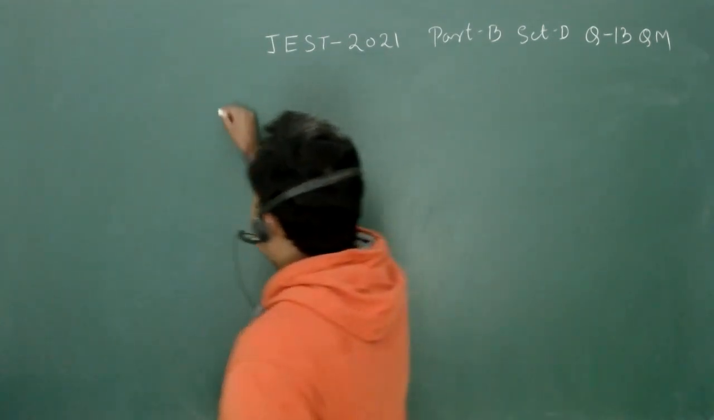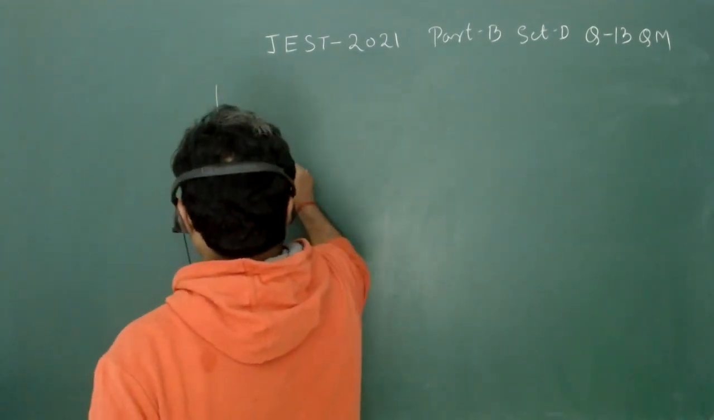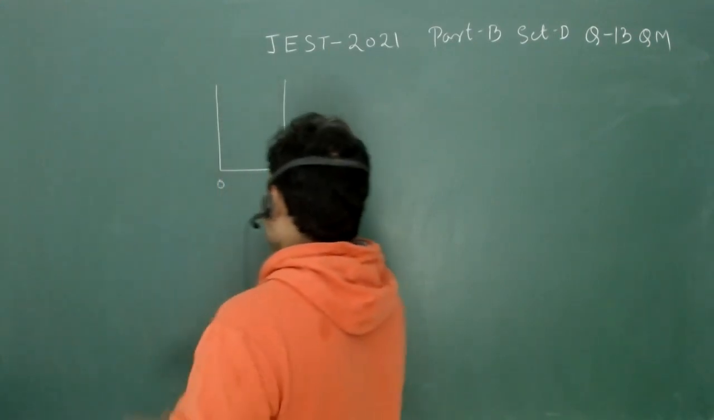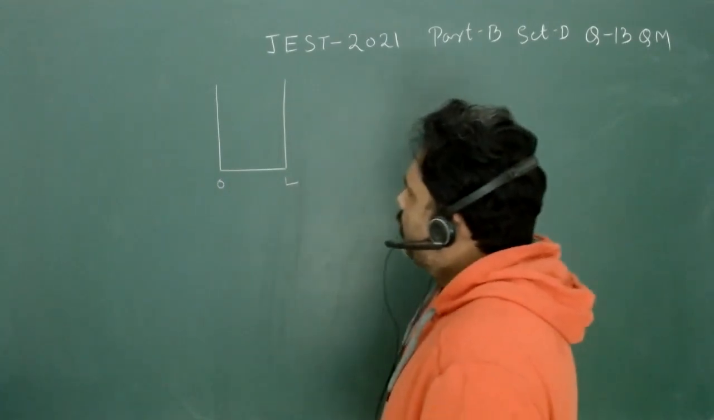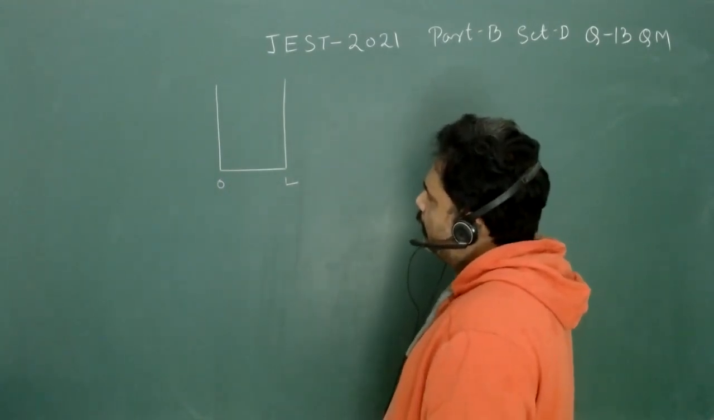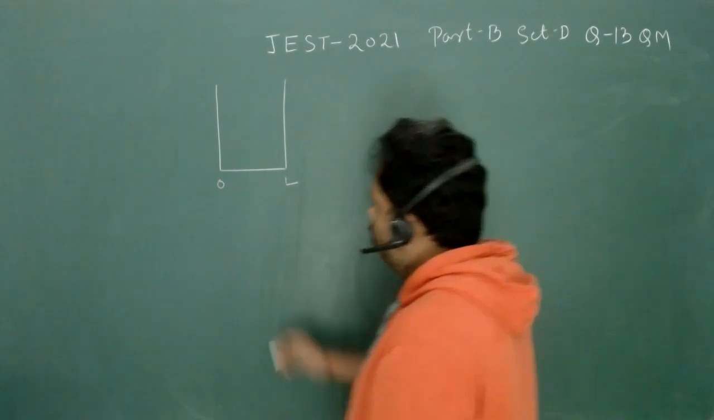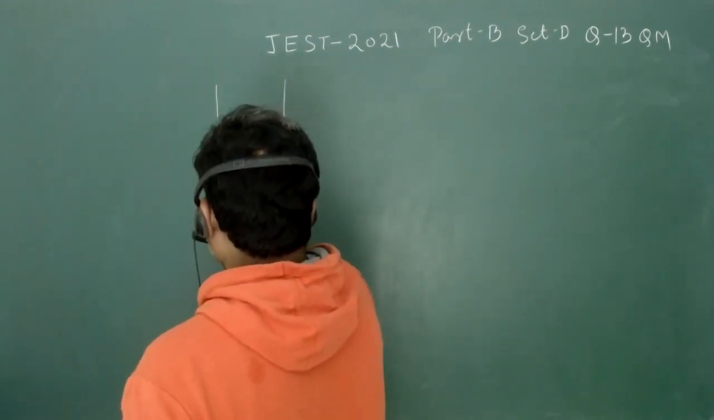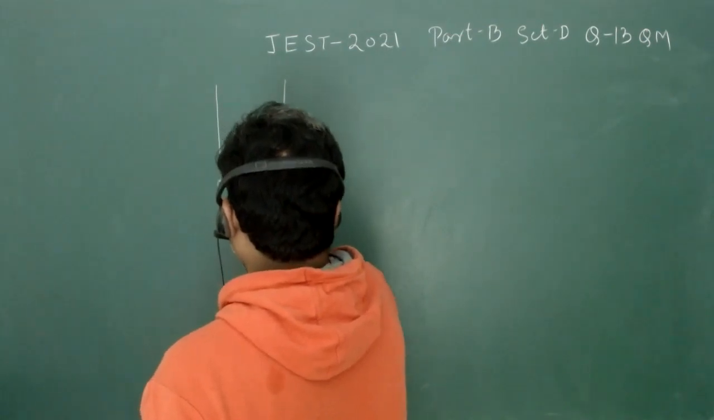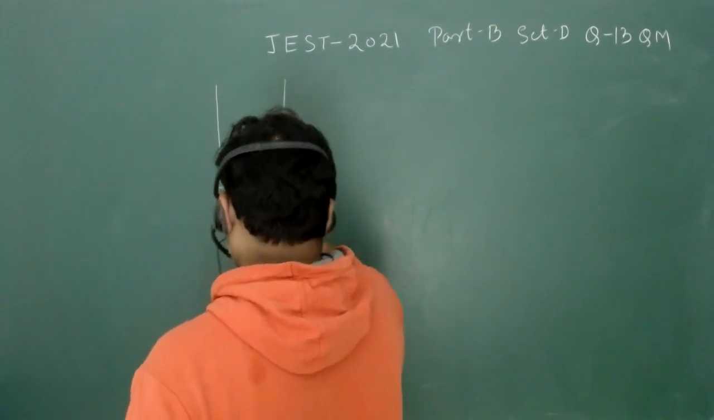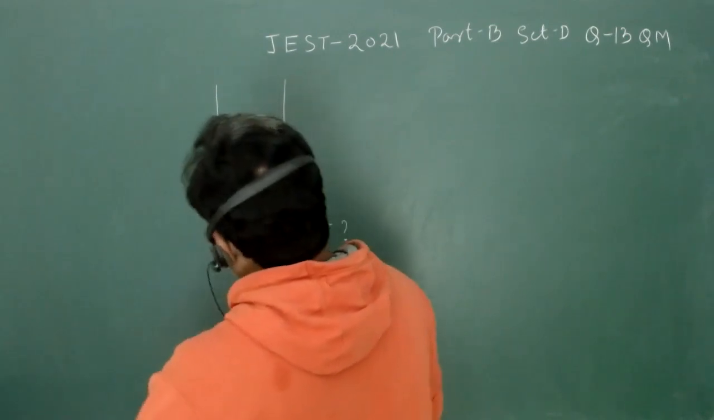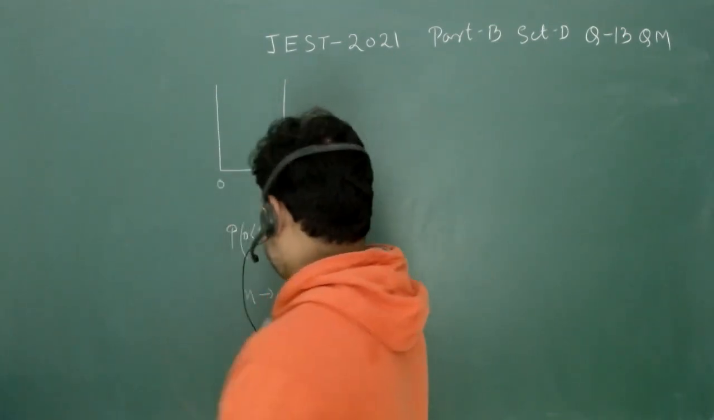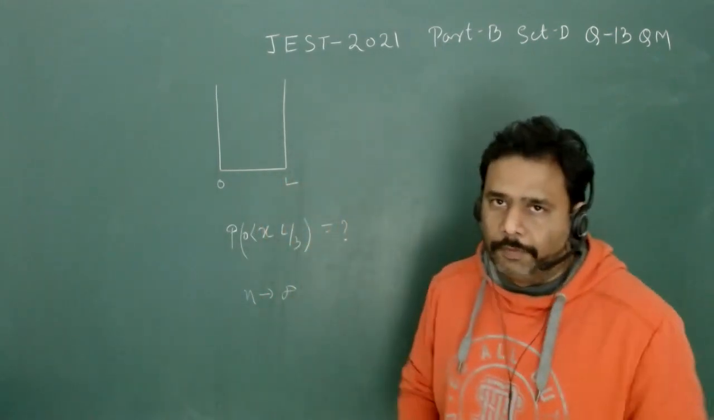A particle is confined in a box, and the length of the box is given by 0 to L. We have to calculate the probability that the particle will be between 0 and L by 3 for the state where n tends to infinity. So it's a wonderful problem.